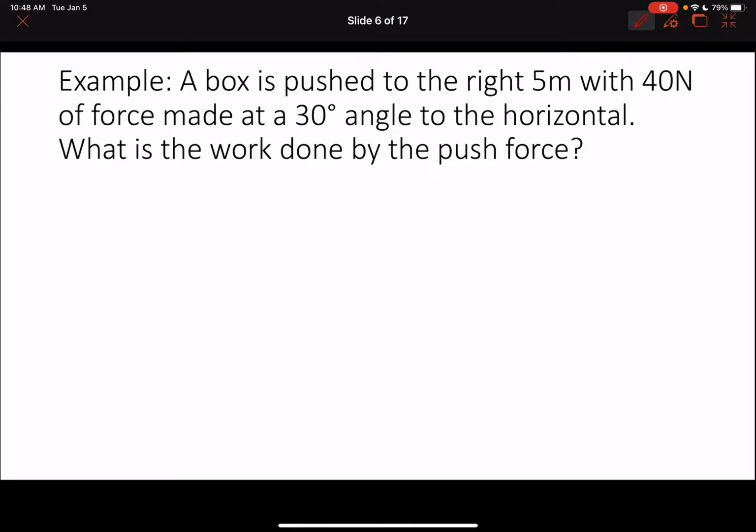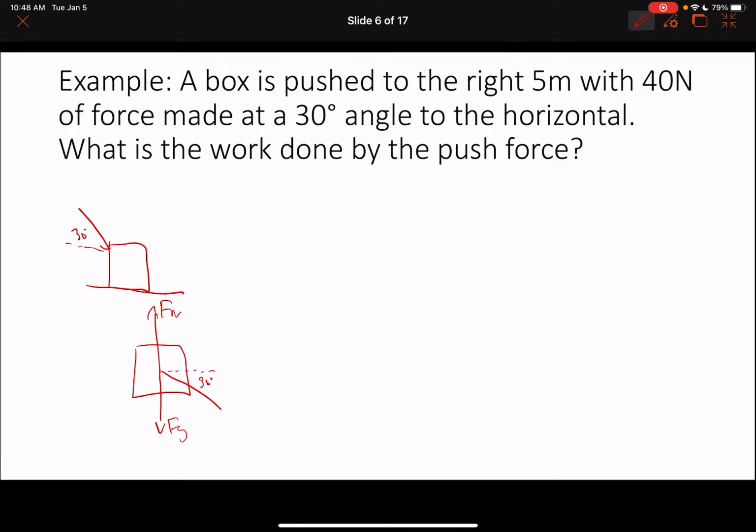Okay. A box is pushed to the right 5 meters with 40 newtons of force made at a 30-degree angle to the horizontal. So let's say that we have a box on a surface, and let's say you're pushing on it downwards at an angle of 30 degrees. Okay. So if we draw a free body diagram, it looks like this. We have a normal force up, gravitation down, and then we have some sort of force at an angle of 30 degrees.